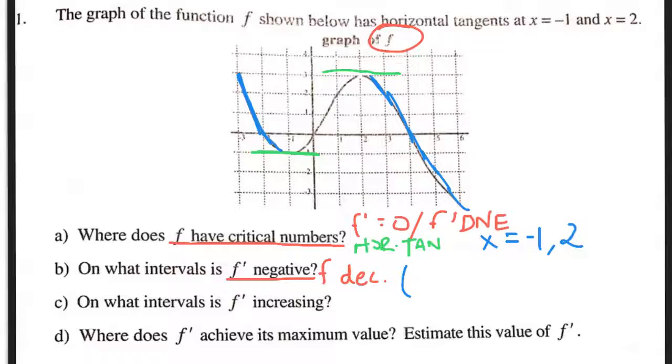Cool. So my answer would be, we're decreasing from, I don't know, it doesn't give us a domain here, so let's just say negative infinity to -1, and decreasing again from 2 to infinity.